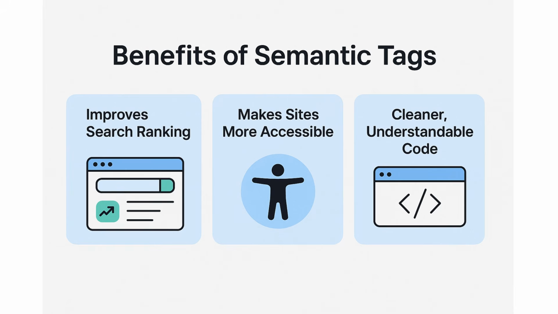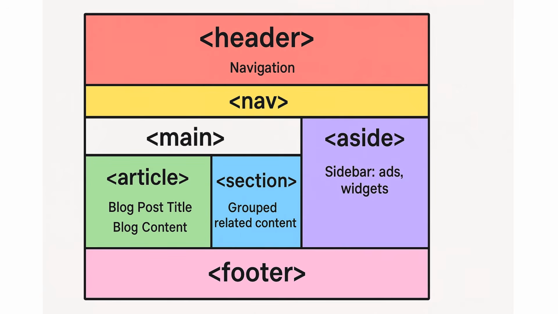Let's go through some commonly used semantic tags. Header for the top part of a page or section. Nav for your navigation links. Main for the main content of the document. Article, perfect for blogs or news items. Section groups related content. Aside for sidebars, ads, or extra notes. Footer goes at the bottom of a page or section. Figure and figcaption are used for images with captions.